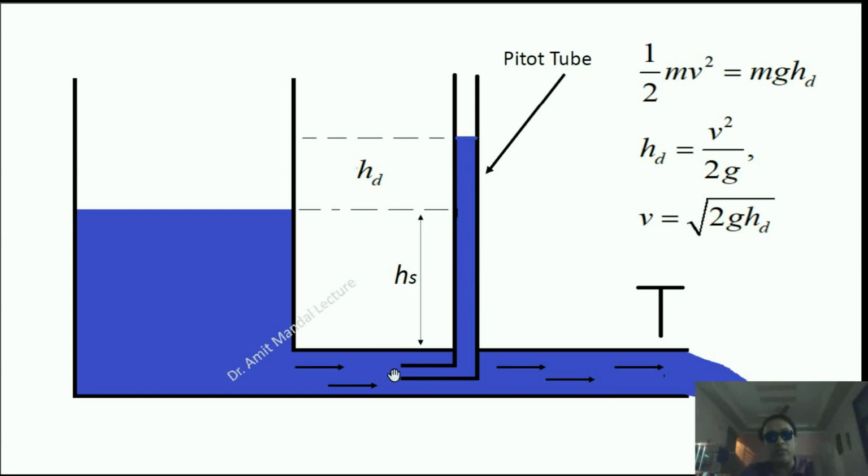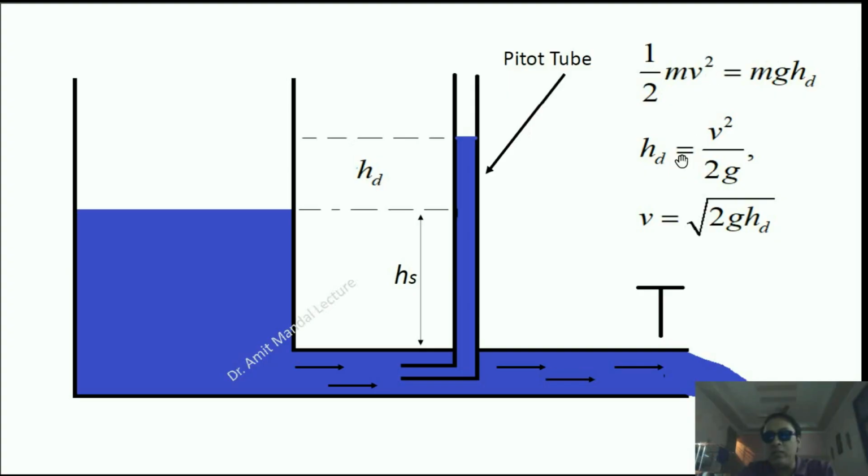Since water has velocity, it has kinetic energy. That kinetic energy will convert into potential energy. This is the law of conservation of energy: one form of energy will convert into another form. The formula of kinetic energy is half m v squared, where m is mass and v is velocity, and the formula of potential energy is m g h. Over here it is h_d, so m g h_d. So kinetic energy is converting into potential energy.